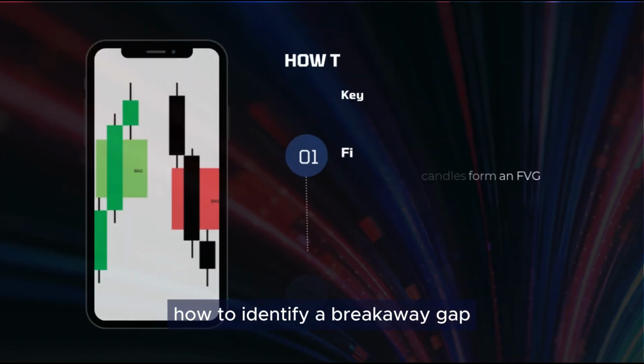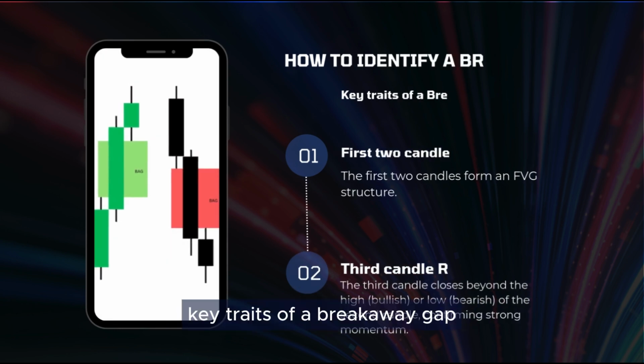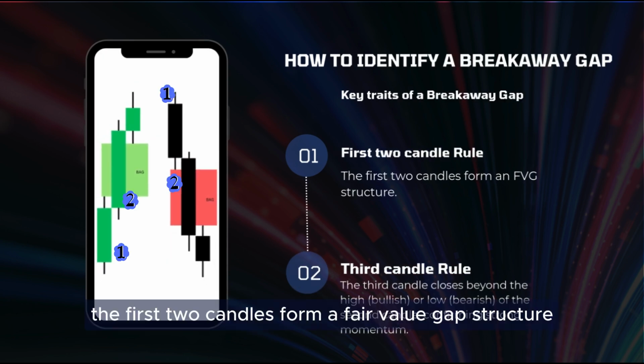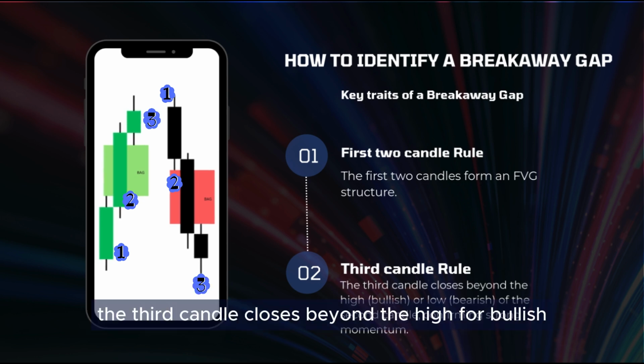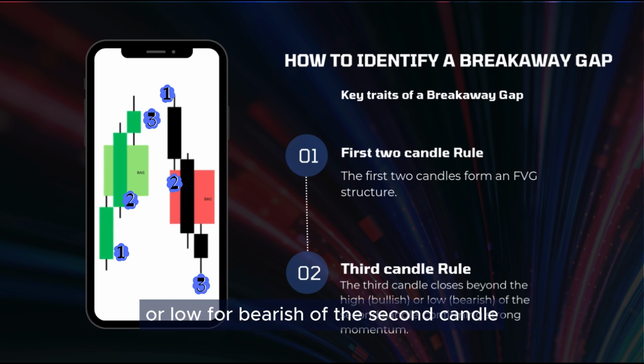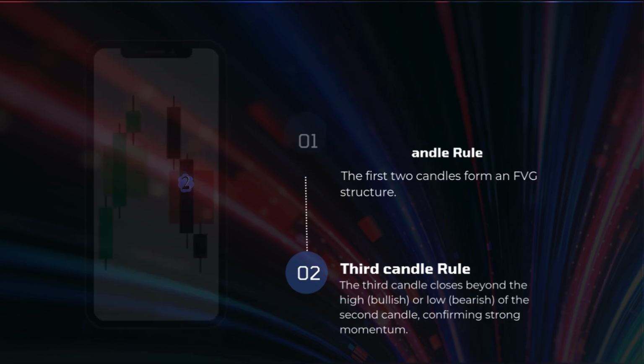How to identify a breakaway gap? Key traits of a breakaway gap. The first two candles form a fair value gap structure. The third candle closes beyond the high for bullish or low for bearish of the second candle, confirming strong momentum.